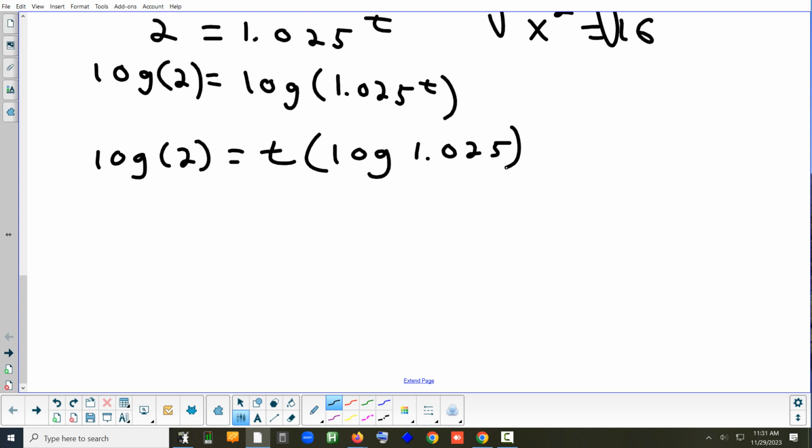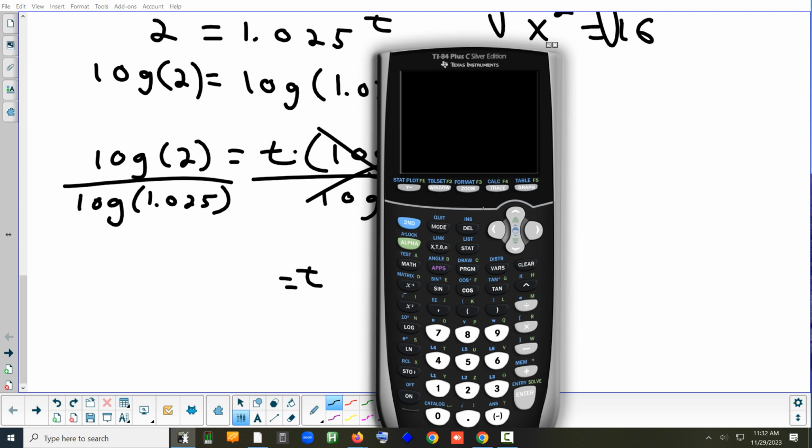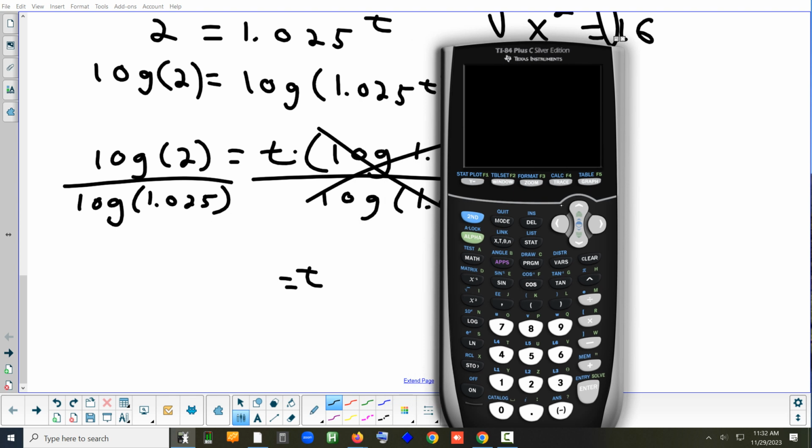Divide by the log of 1.025. The log of 1.025, that's just a number. It's like saying t times 5. If you want to get rid of what you're multiplying t by, divide it on each side. So on the left. On the right, that's gone. And we get t equals. And just from graphing it, I remember it's 28.07.